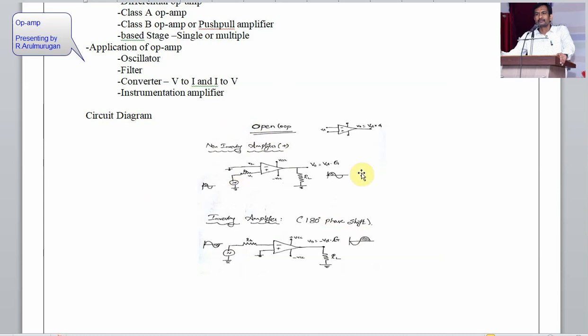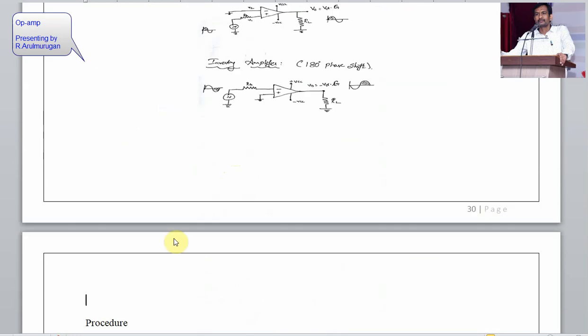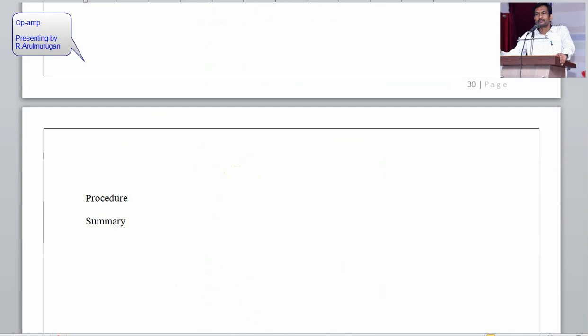This is the open loop op-amp, an open loop system. Open loop system means the output is not connected to the input. That's why it is called an open loop system. If the output is connected to the input, that is called a closed loop system. Okay, so that's all. Then you will write the procedure, followed by the summary.